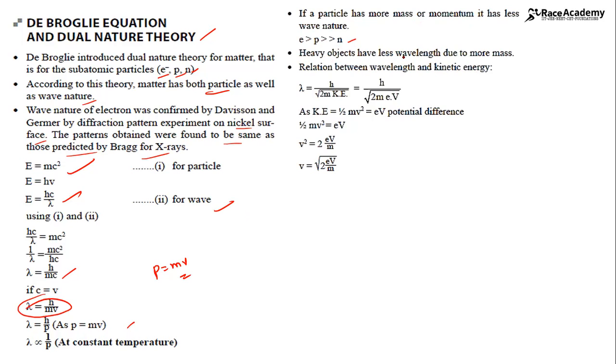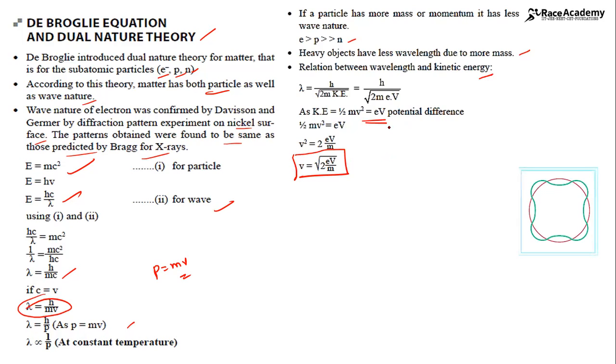Heavy objects have less wavelength due to the more mass, and the relation between that one is with the kinetic energy. Wavelength is given like this, that is h by square root of 2 m into KE, h by square root of 2 meV, and half mv square is equal to eV, the potential difference, and that is all substituted to find the velocity formula. Finally we got square root of 2eV by m is the velocity of that electron.